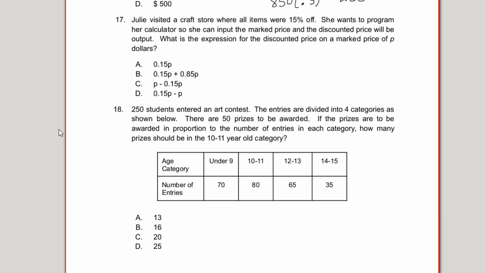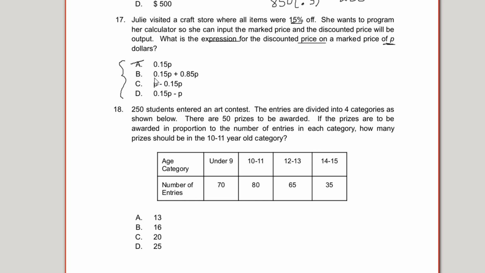17 says Julie visited a craft store where all items were 15% off. She wants to program this into a calculator so she can input the marked price and the discounted price will be output. What is the expression for the discounted price on a marked price of P dollars? So we know she's going to get 15% off. So let's take a look at our answer choices and see what each one of these tell us. So 0.15 of P, that's just saying 15% of the price. That's not going to give her what she's going to pay, right? That's just really her discount. So it's not A.